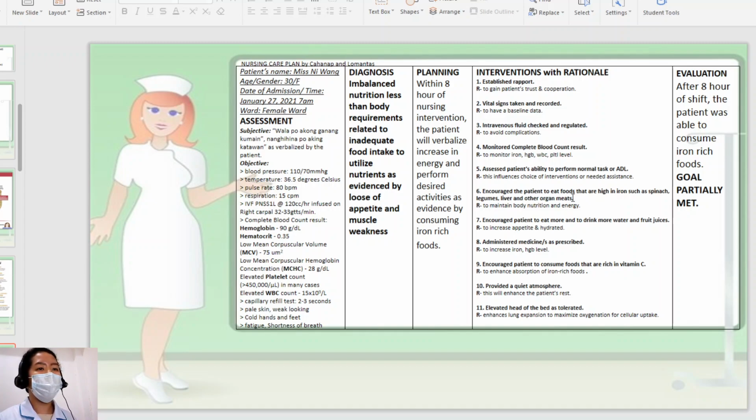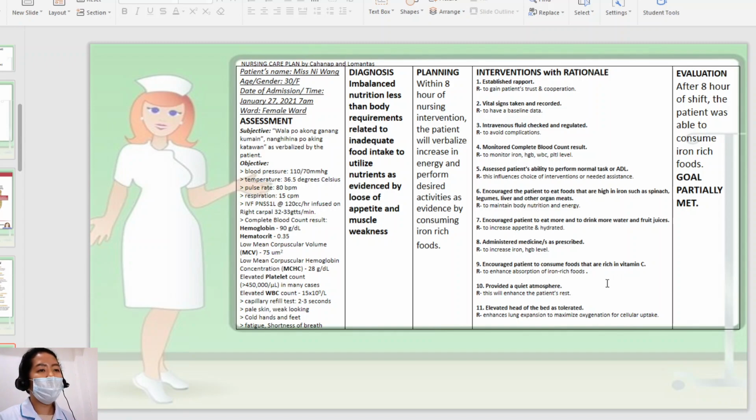Sixth, encourage the patient to eat foods that are high in iron such as spinach, legumes, liver, and other organ meats. This is to maintain body nutrition and energy. Seventh, encourage patient to eat more and to drink more water and fruit juices to increase appetite and hydration. Eighth, administered medicines as prescribed to increase iron and hemoglobin level. Ninth, encourage patient to consume foods that are rich in vitamin C to enhance absorption of iron-rich foods.